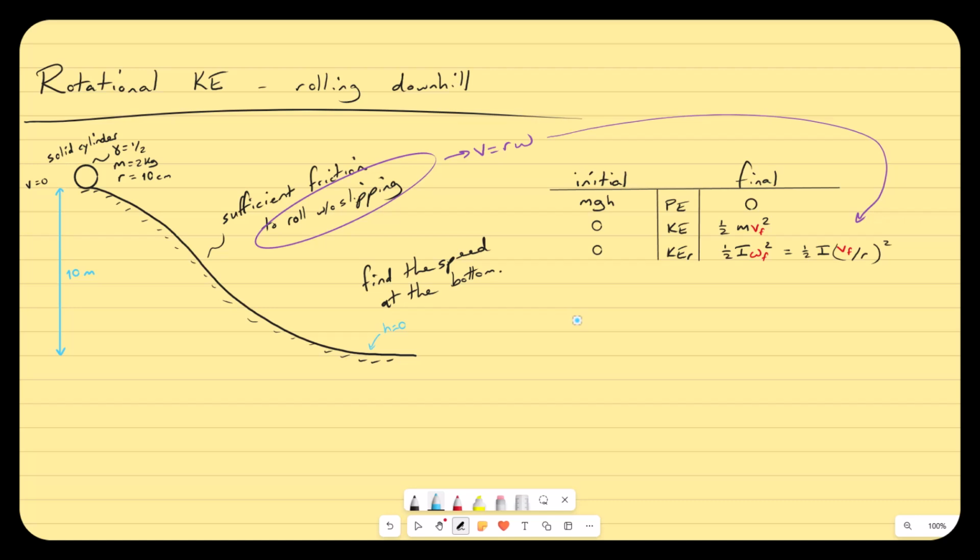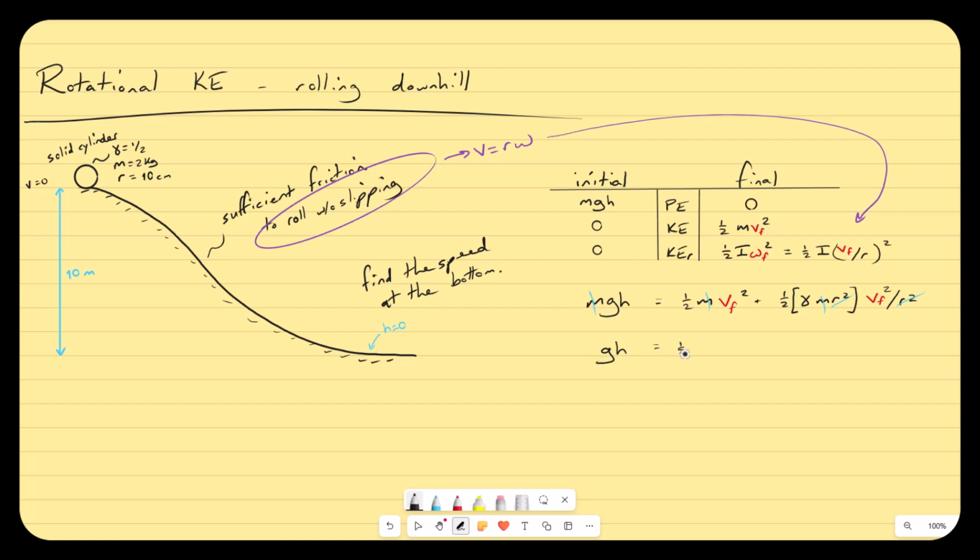So let's keep going. My initial energy was just mgh. My final energy, I've got 1/2 m v final squared, and I've got 1/2 moment of inertia. Moment of inertia is gamma m r squared times v final squared over r squared. I'm going to cancel my r squareds, and then I've got m in every term, so I'll cancel that too. Left side remains as g times h.